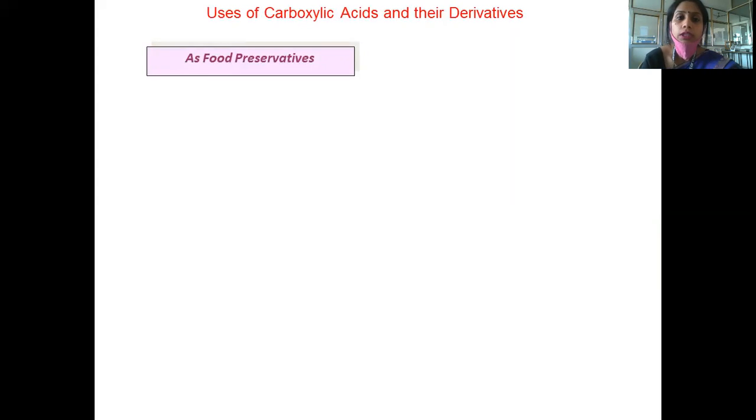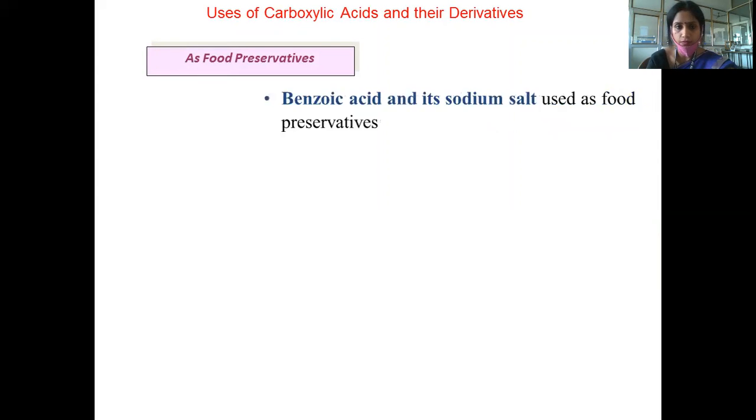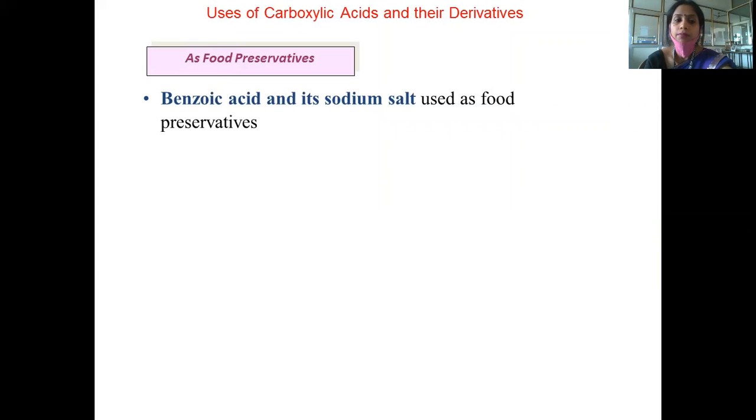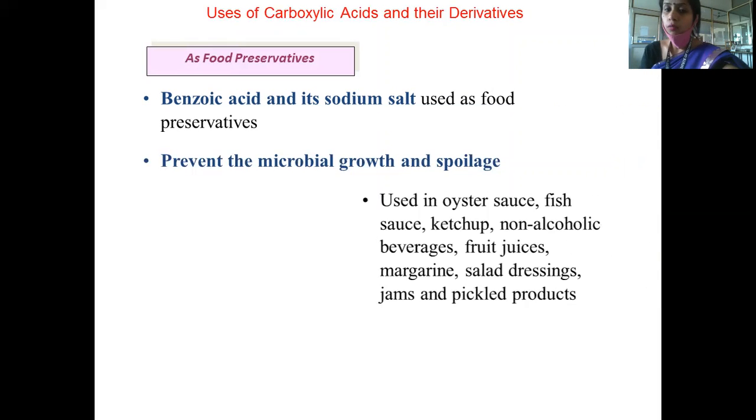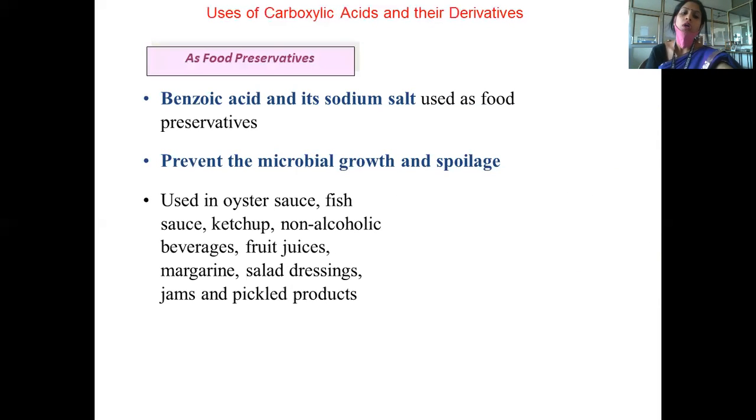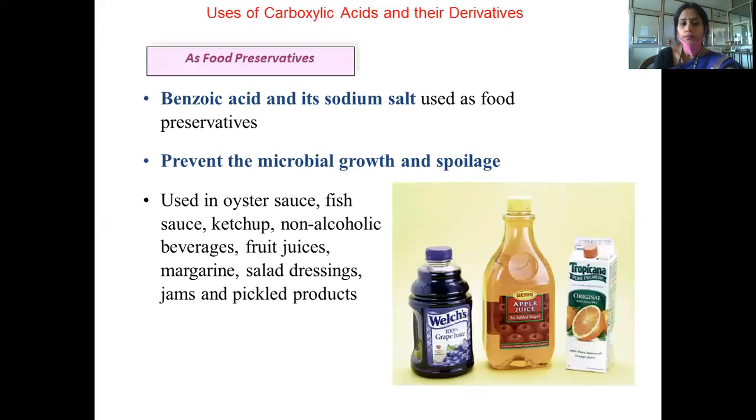Then we see some of the uses of carboxylic acid. Firstly, they are used as food preservatives. For example, benzoic acid and its sodium salt are used as a preservative. Why are they used? Because they prevent microbial growth and spoilage. They are also used in sauces, like seafood sauces and ketchups, beverages, fruit juices, and pickled products also.